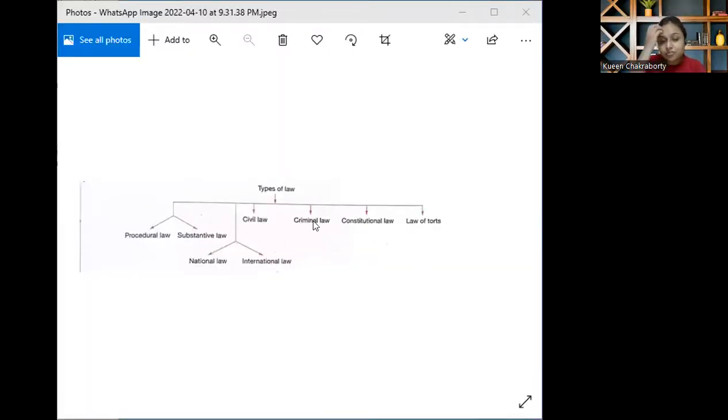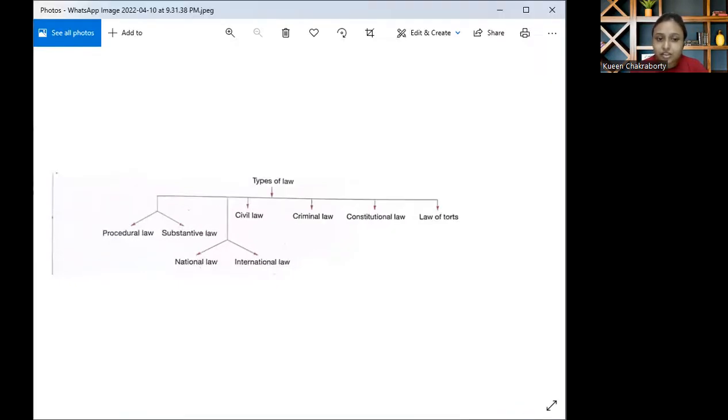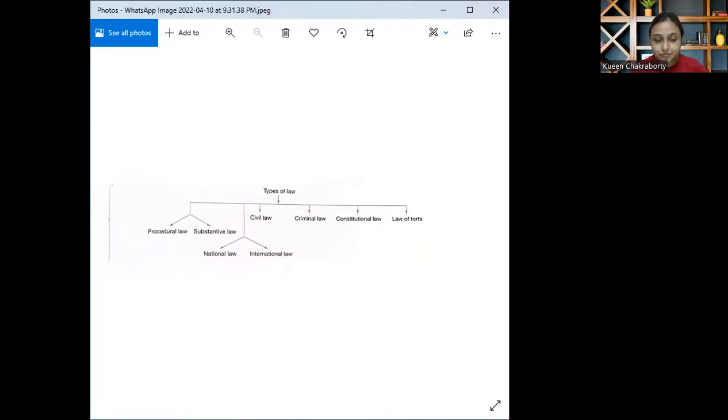See, these are the types of laws that we basically have. Types of laws are clearly written here: procedural law, substantive law, national law, international law, criminal law, civil law, constitutional law, law of torts. And definitely, you should remember all of these names, which are very important.